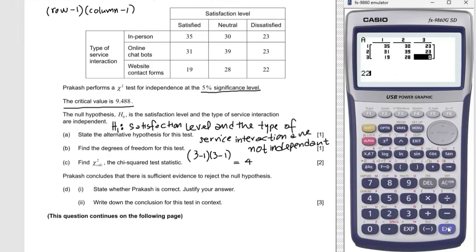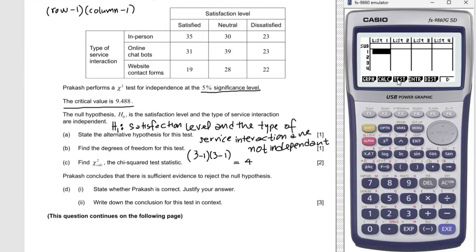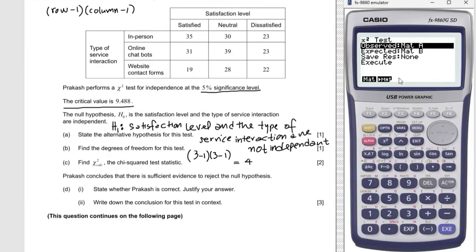Oh, 22, right. Okay, let's quickly check. Have I entered the values correctly? Okay, now this work is done. Now I will go to menu and go to stats, go to test and the chi-squared. In the newer versions of the calculators, you get the goodness of fit test as well as the 2-variable test. So you can check.